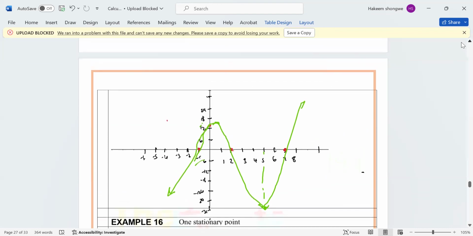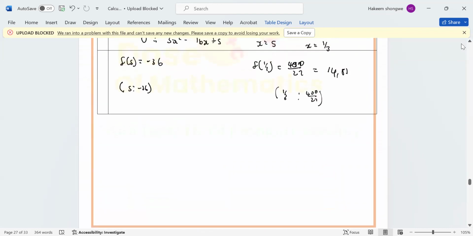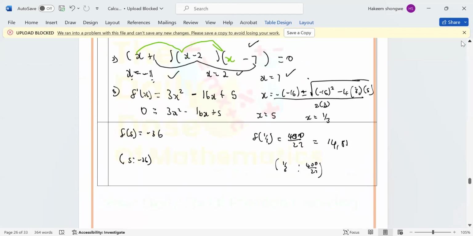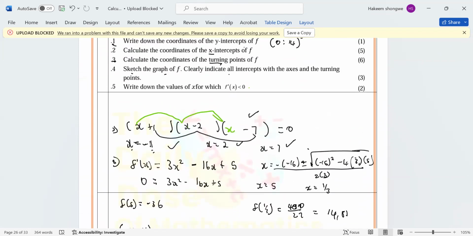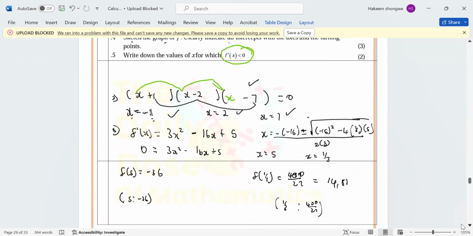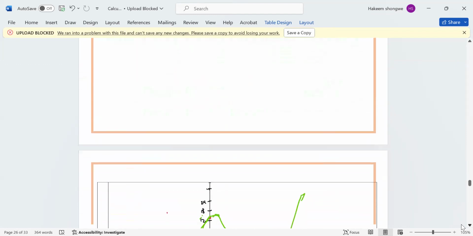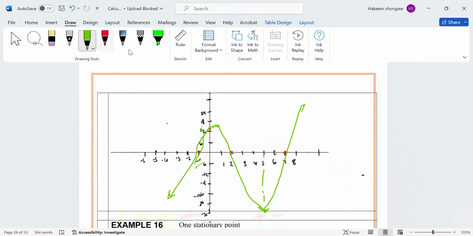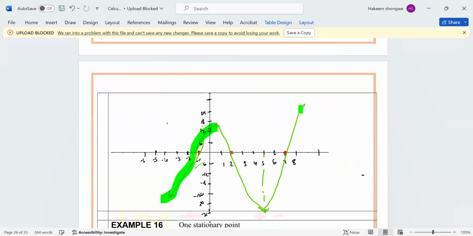What does the last question say? F prime of x is less than 0. We said, negative or positive? We want the gradient to be negative. Let's check where we are going to have a negative gradient. From our graph, it will be clear. If I highlight this part here, this one is a positive gradient. This one is also a positive gradient. But look here.